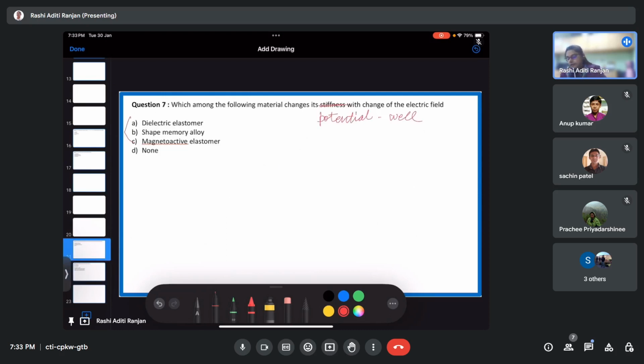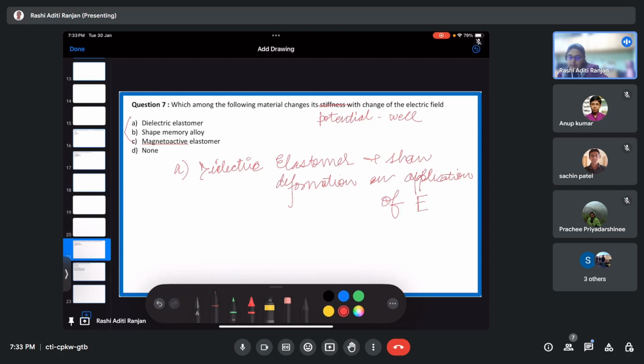First one is a dielectric elastomer. So dielectric elastomers are essentially those materials that show deformation on the application of electric field E. Okay, these are used as active dampers, for vibration damping.